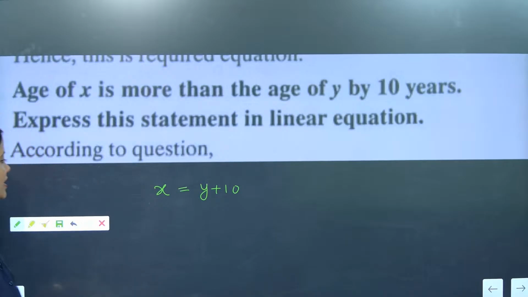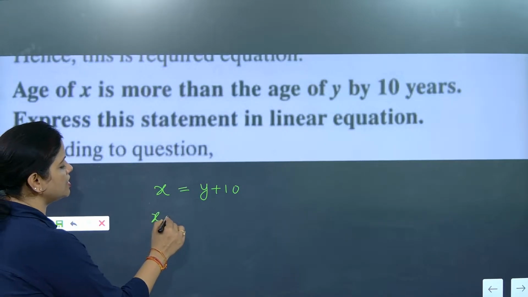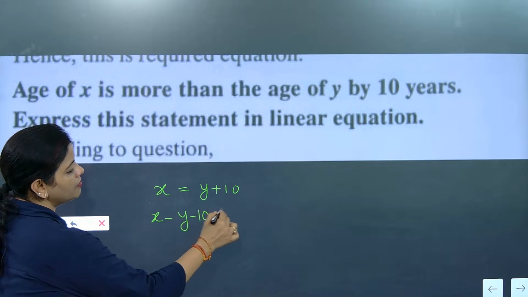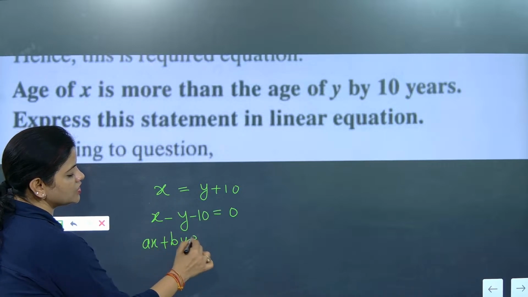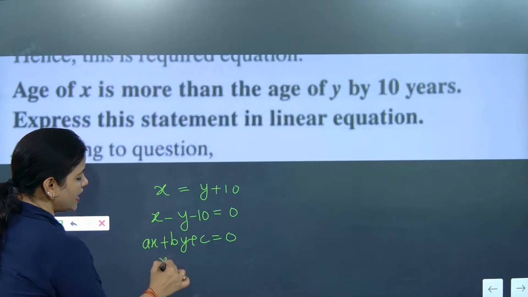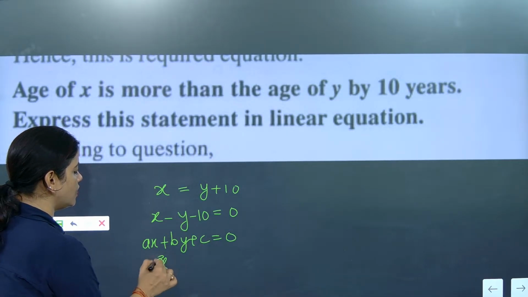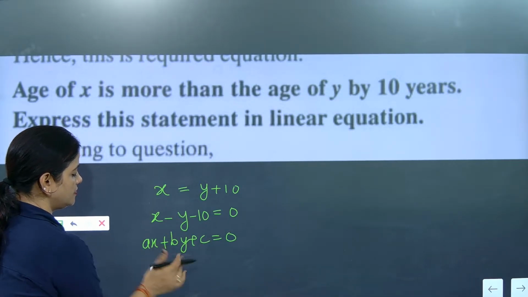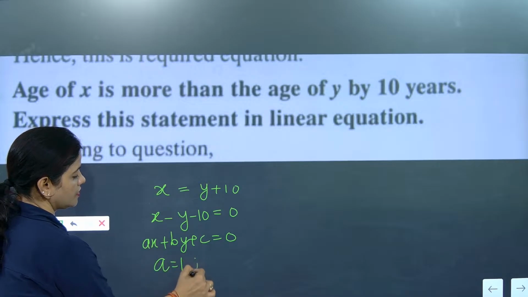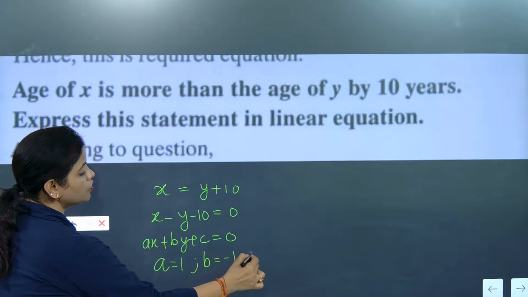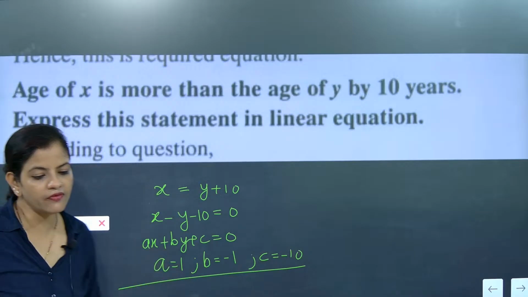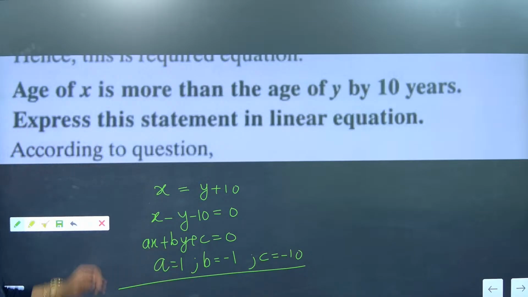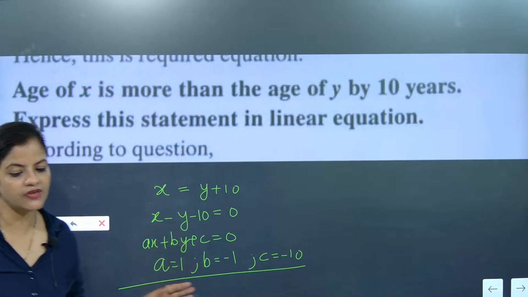So when I am adding 10, now look at what the equation is. X minus y minus 10 equal to 0. If we compare it with the general equation ax plus by plus c, here A is equal to 1, B is equal to minus 1, and C is equal to minus 10. I hope children you have understood this one. Come on, say a is equal to 1, b equal to minus 1 and c will be equal to.